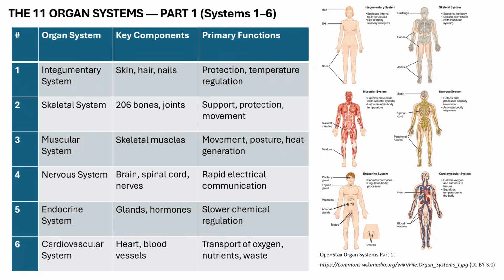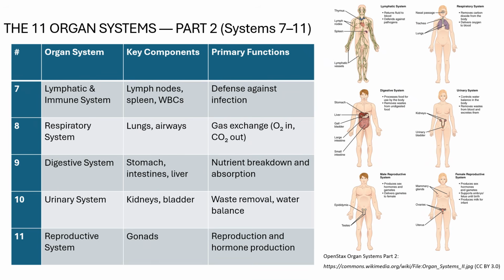The endocrine system uses chemical messengers called hormones for slower, longer lasting communication. The cardiovascular system is your heart and blood vessels, your transport system. Your heart beats about 100,000 times per day. The lymphatic and immune system is your defense force with lymph nodes, spleen, and white blood cells fighting infections. The respiratory system brings oxygen in and pushes carbon dioxide out.